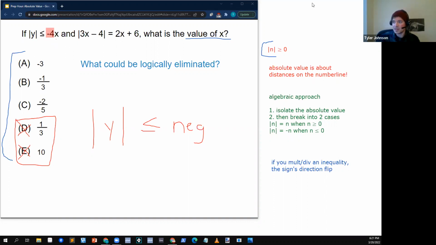Let's keep trucking along here. Let's look at a new one. Here's another quantitative comparison. Try this one out.